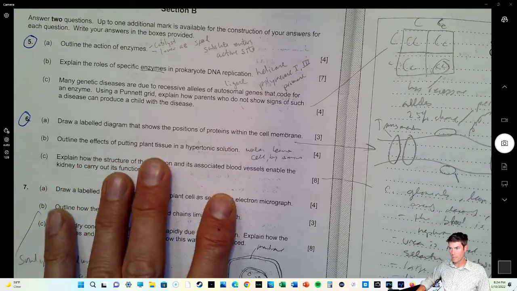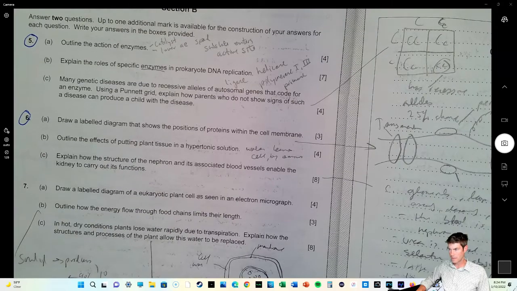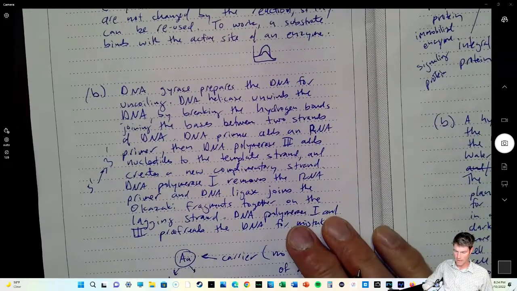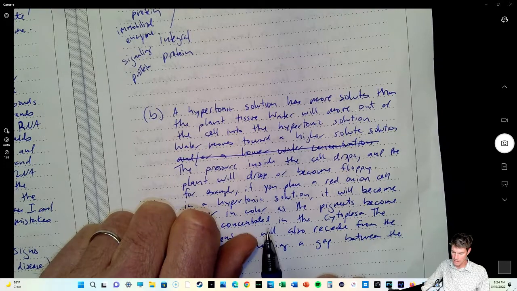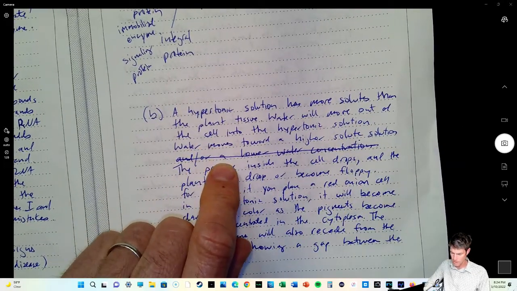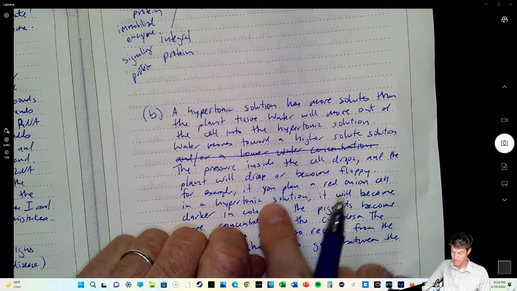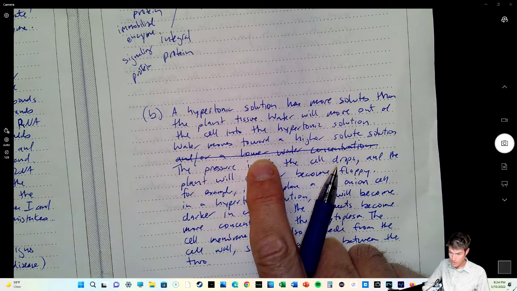What would happen if you put plant tissue in a hypertonic solution? So you've done this, I believe. The red onion cell lab. A hypertonic solution has more solutes than the plant tissue. Water will move out of the cell into the hypertonic solution. Water wants to move towards a higher solute concentration. And for some reason, water moves towards a lower water concentration.